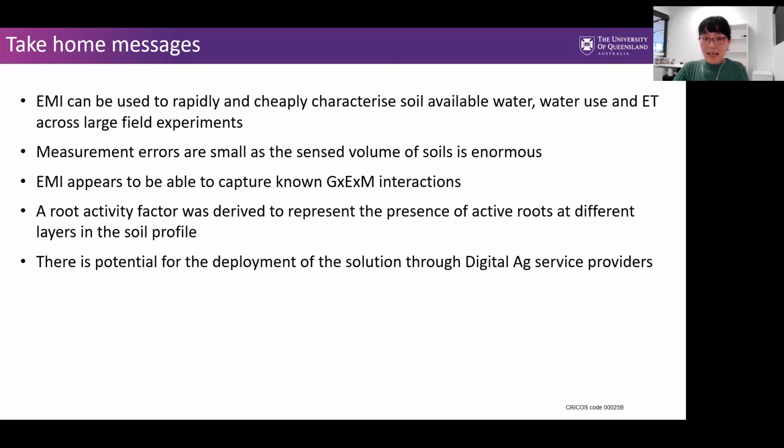From this study, we can conclude that the EM can be used to rapidly and cheaply characterize the soil available water and the crop water use and the ET across large trials. And the measurement errors are small as the sensed volume of soil is enormous. And the EM approach could capture the known G by E by M interactions. And a root activity factor could be derived to represent the presence of active roots at different soil layers across the soil profile.